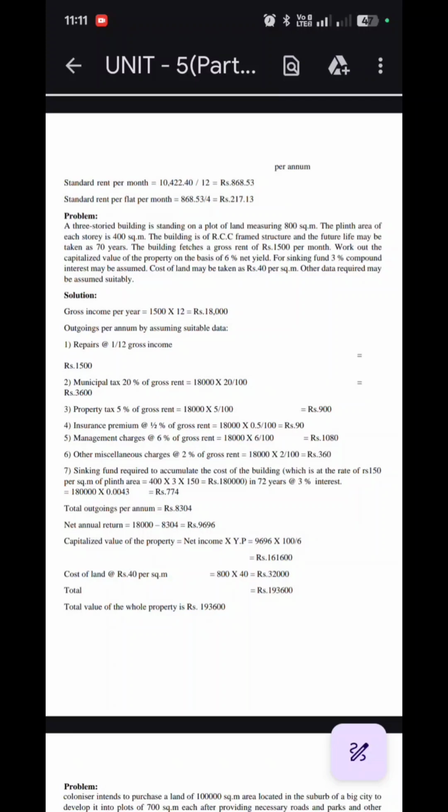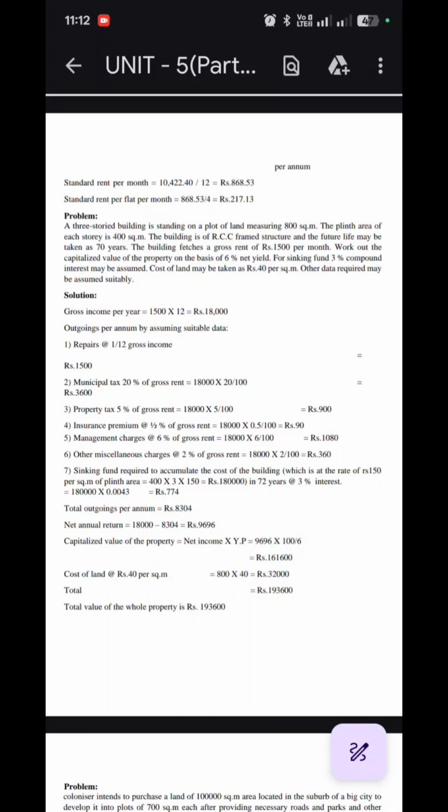So, a 3-storey building was constructed in the plot of 800 square meters. Each storey has 400 square meters plinth area. The building structure is RCC framed structure. The lifespan of the building was 70 years. The gross rent is 1500 rupees per month. So, work out the capitalized value. We can find out the capitalized value.